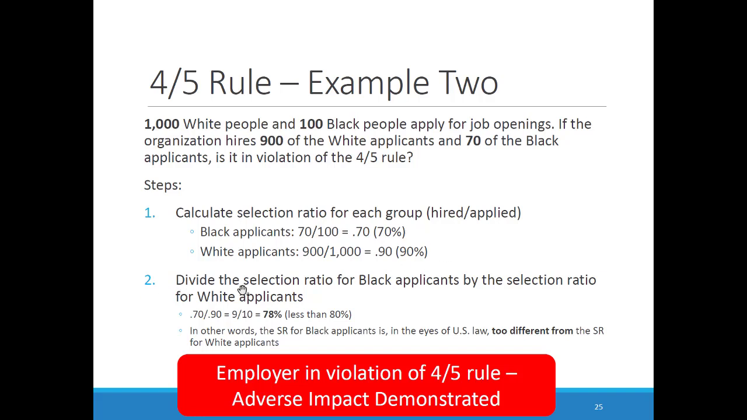So we divide the selection ratio for the black applicants by the selection ratio for the white applicants. In fact, we find that it is 78%, which is less than 80%. So in other words, the selection ratio for black applicants in the eyes of the U.S. law is too different from the selection ratio for white applicants. In fact, the employer in this case would be in violation of the 4/5 rule, and adverse impact would be demonstrated.